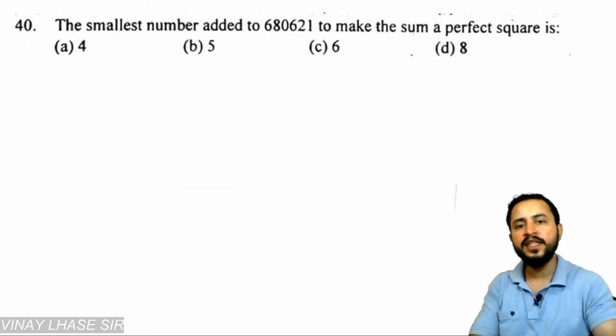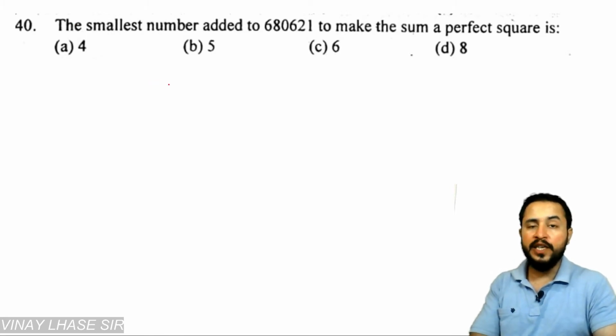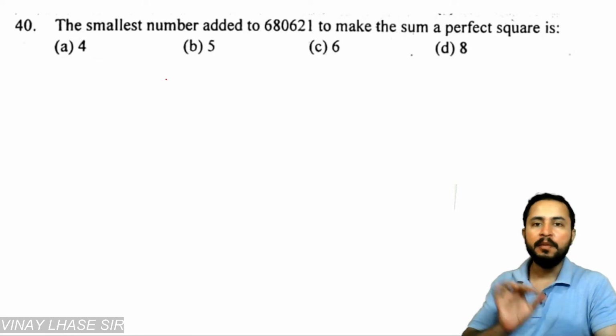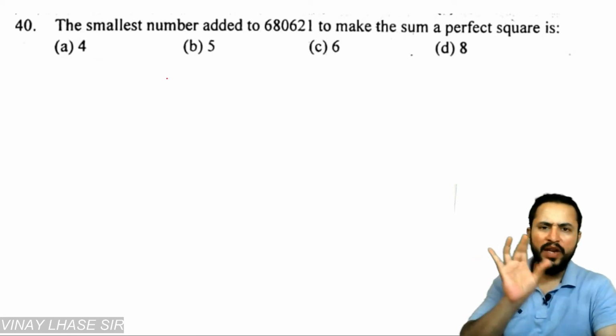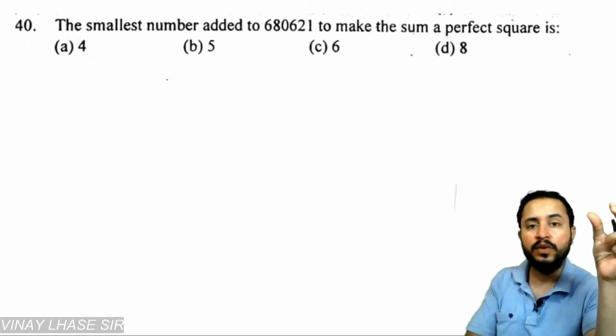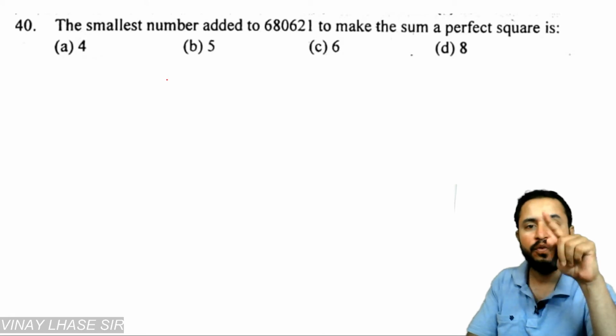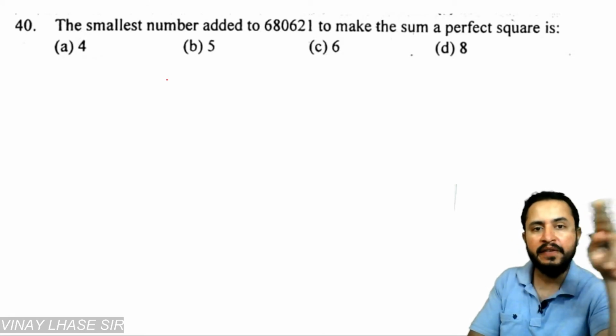Smallest number added to 680621 to make the sum a perfect square. So to make 680621 a perfect square, which number do we have to add? Whenever there is this type of question, which number to add or subtract to make a perfect square, go with finding the square root with the division method.